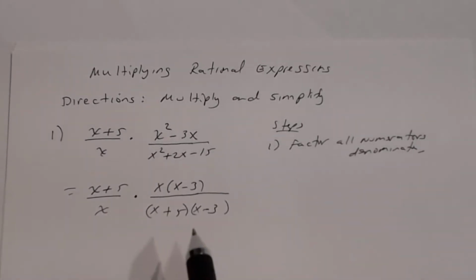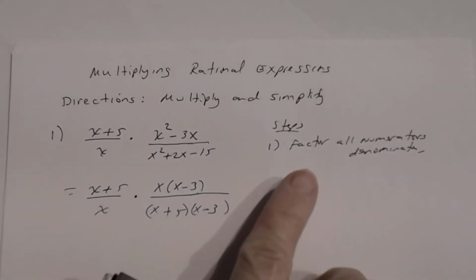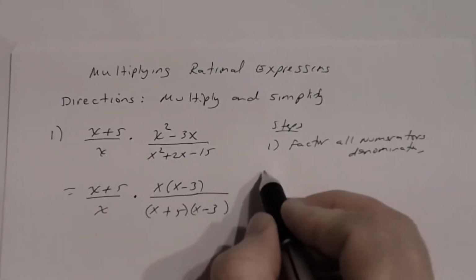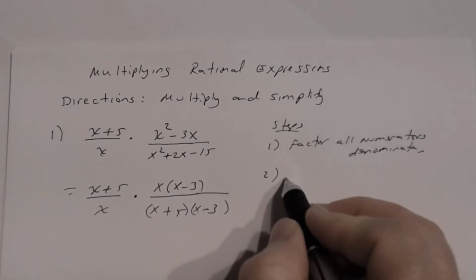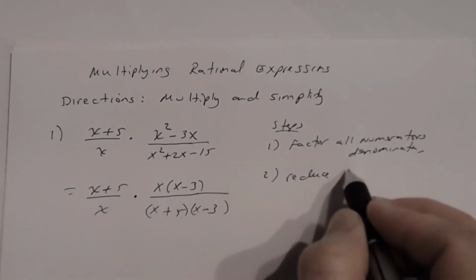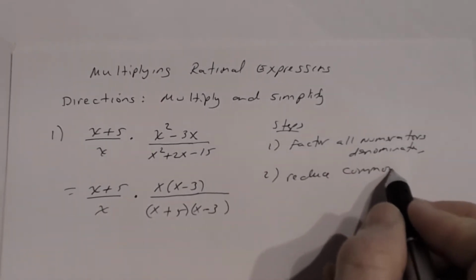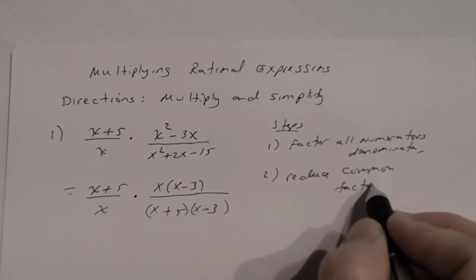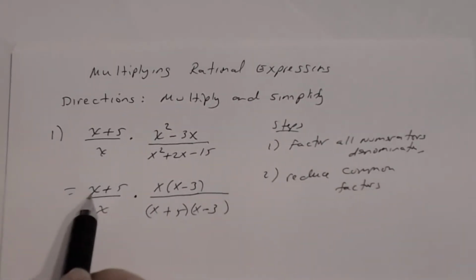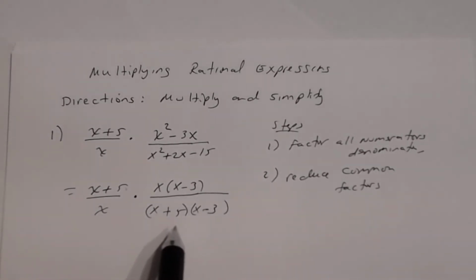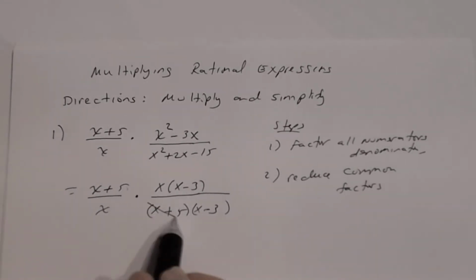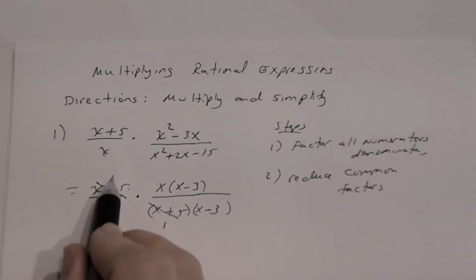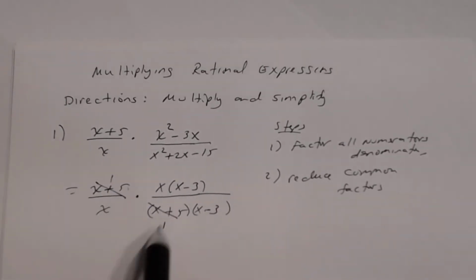Now at that point, remember we did step 1. Step 1 we factored. Now just as before, step 2 is you're going to reduce common factors. If we look at the first factor, x plus 5, is there a factor of x plus 5 in the denominator? Yep, right here. Remember when you reduce that, you're left with factors of 1. So don't forget to do that.